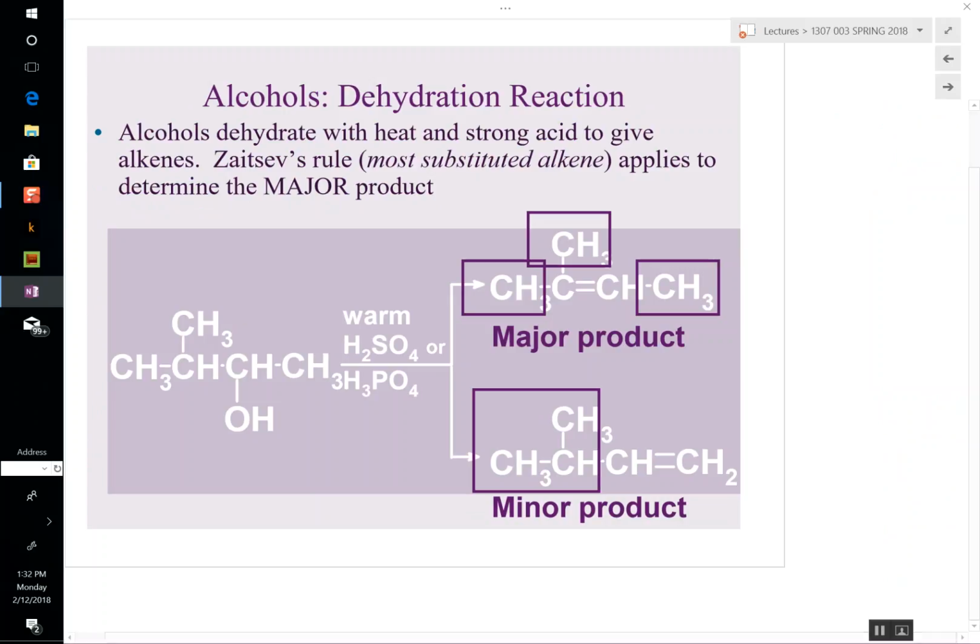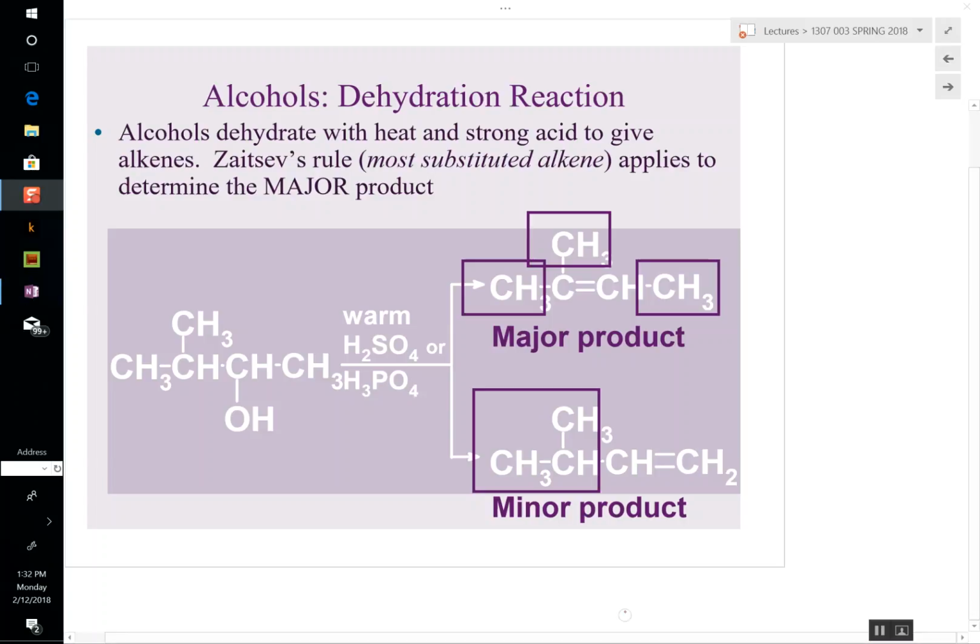Okay, so here's the example. Here's 1, 2, 3, 4 carbons. We've got an OH on the second. This is carbon number 1, 2, 3, 4. It's 3-methyl-2-butanol. We got an OH right here. There is a hydrogen here. There is a hydrogen here. And if it leaves with this hydrogen, we get the double bond here.